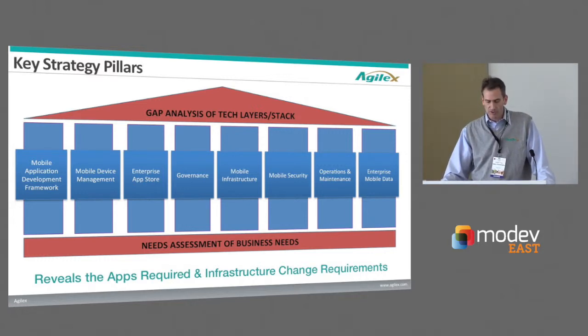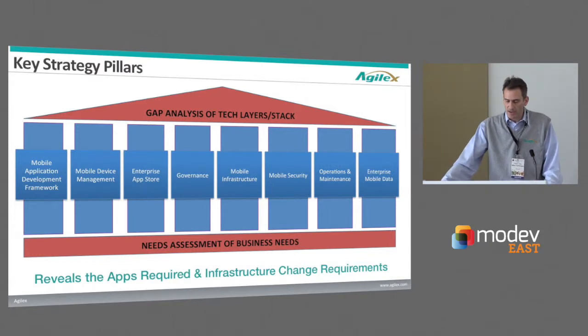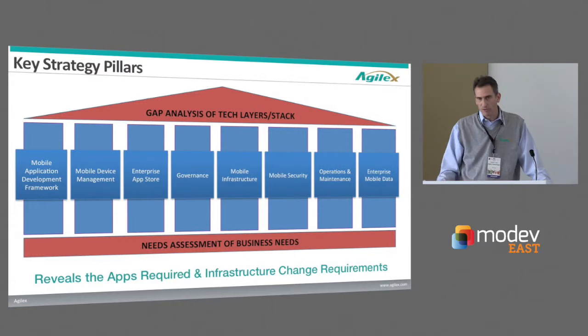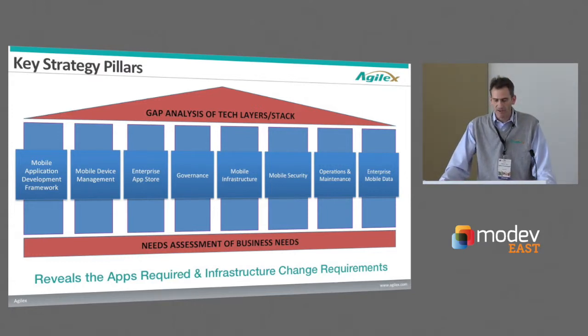And going through the pillars, what we'll do in the time we have is go through each of these and look at some of the key aspects of these pillars and some of the decoupling tactics or big picture items that we think are needed. There's eight of them here. There's a mobile application development framework, mobile device management, enterprise app store, governance, mobile infrastructure. Security is obviously a big one. There's an O&M component to it. And then lastly, enterprise mobile data.